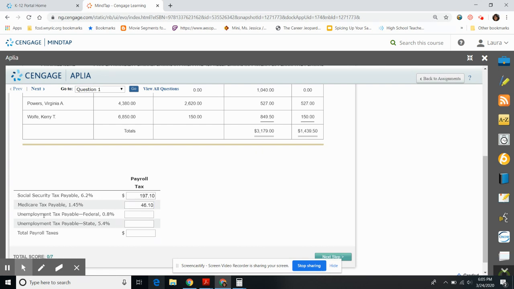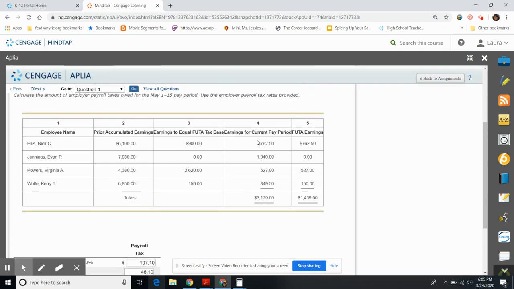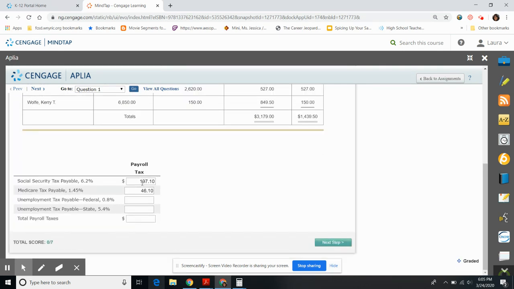These other two, the unemployment federal and the unemployment state, they give you the percentages here, and we multiply those now by the unemployment earnings. So the first two answers here, we calculated on this total. The second two, we calculate based on this total. So you're going to multiply the $1,439.50, don't forget the 50 cents, by 0.008. And when you do that, you should get $11.52.